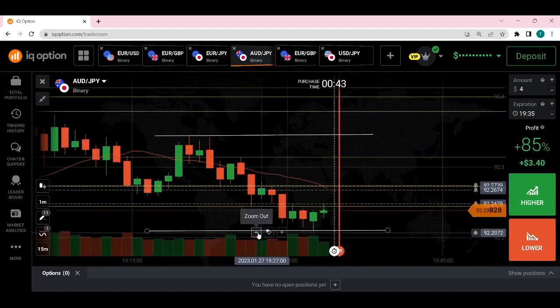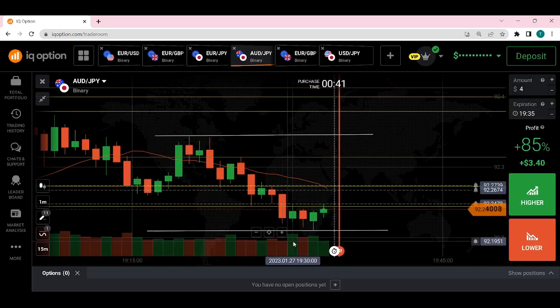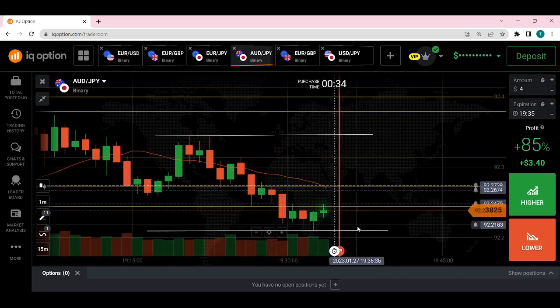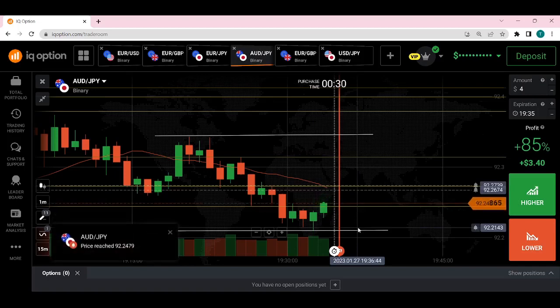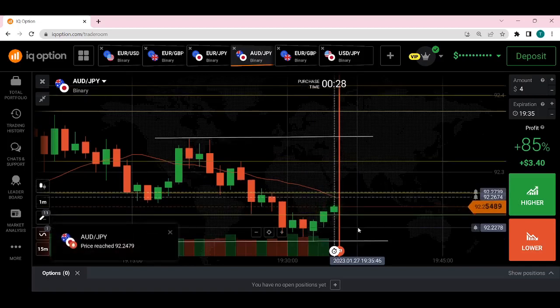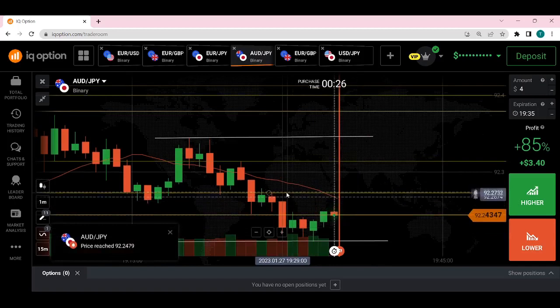Okay, you can see from the last volume, it has shown as engulfed. I have to wait. My entry point is here. When it touches this yellow line, I will go, or else I will not go. See how the market is moving. Right.